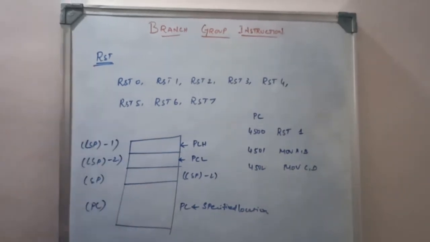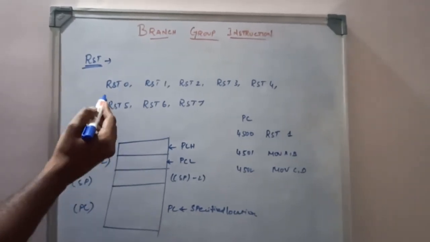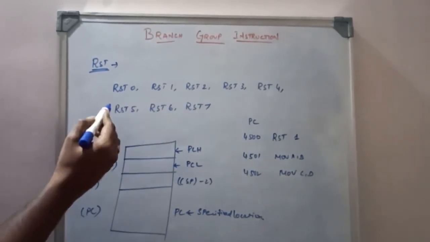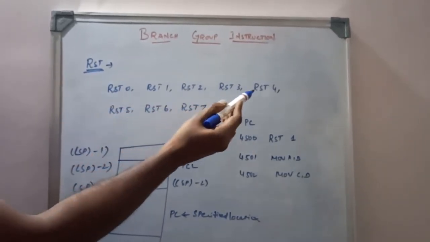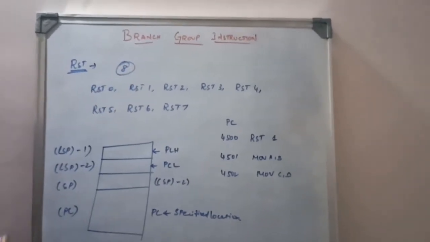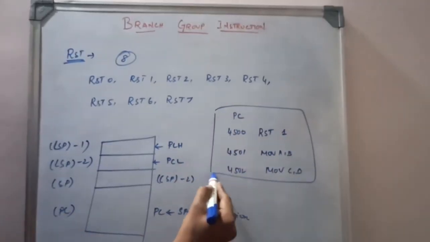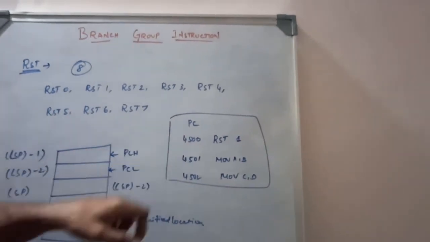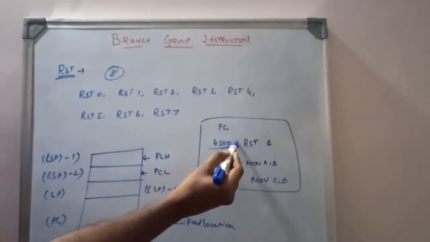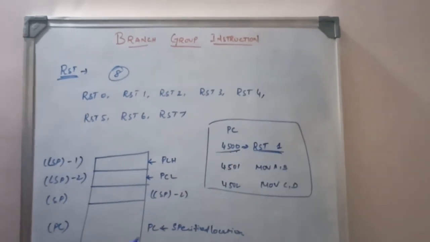The next instruction is restart. This instruction is a kind of software interrupt. You can specify different software interrupts: RST 0, 1, 2, 3, 4, 5, 6, 7. So up to 8 varieties of restart instruction are used here. It's a simple program of the restart instruction. The program counter value: the first instruction is at 4500. In this memory location it specifies RST 1. This RST 1 is a kind of software interrupt.